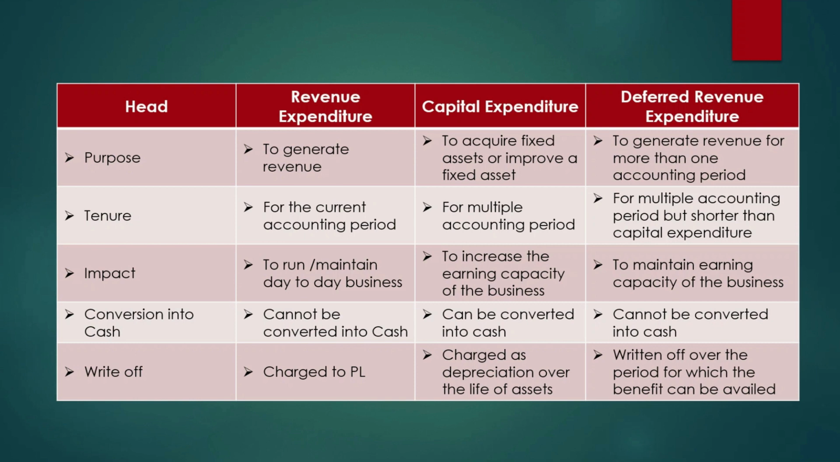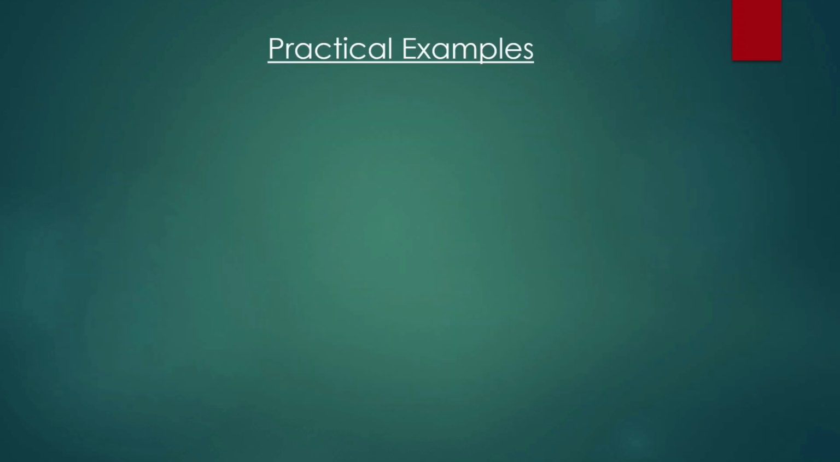You can take a screenshot of this page so that you can have this handy whenever you require it. Now the next part is we have some practical examples and we will try to understand the scenarios and then see how they can be linked with these three types of expenditure classification. And lastly, we have the examples here. It will give you more clarity about the concept. Let's start with the first one.